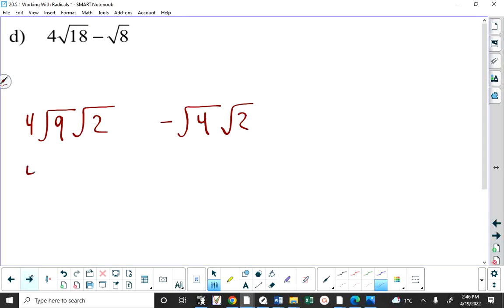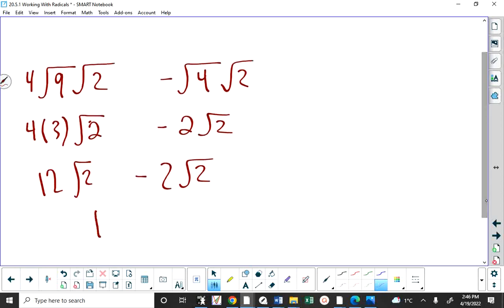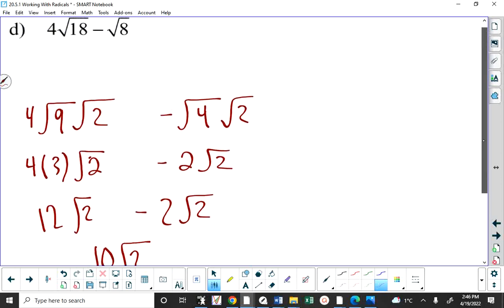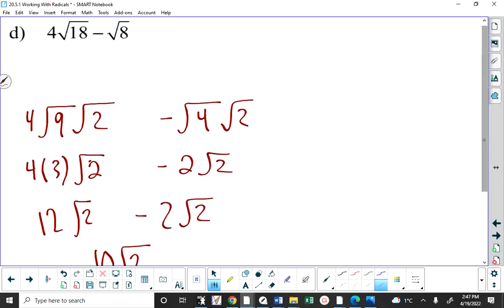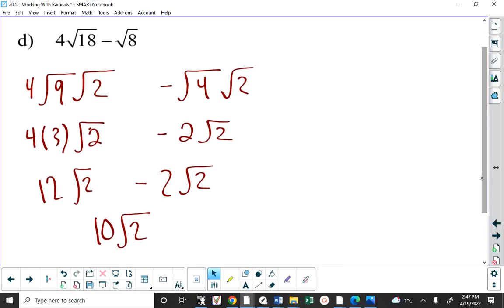Well, this is 4 times 3 root 2. This is 2 root 2. So we get 12. I don't know why I wrote 3 there, everybody. Root 2. We get 12 root 2 minus 2 root 2, which is 10 root 2. So it turns out these radicals that we started off with at the top of the page were not similar radicals, but we could turn them into similar radicals.